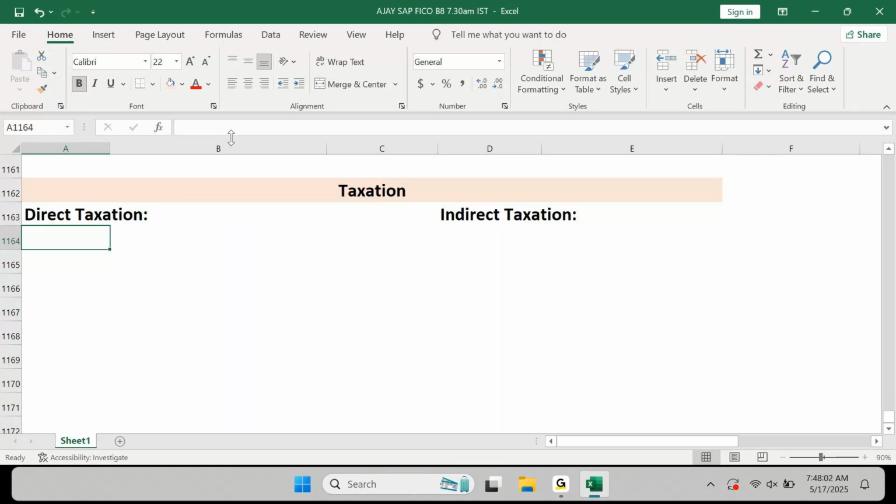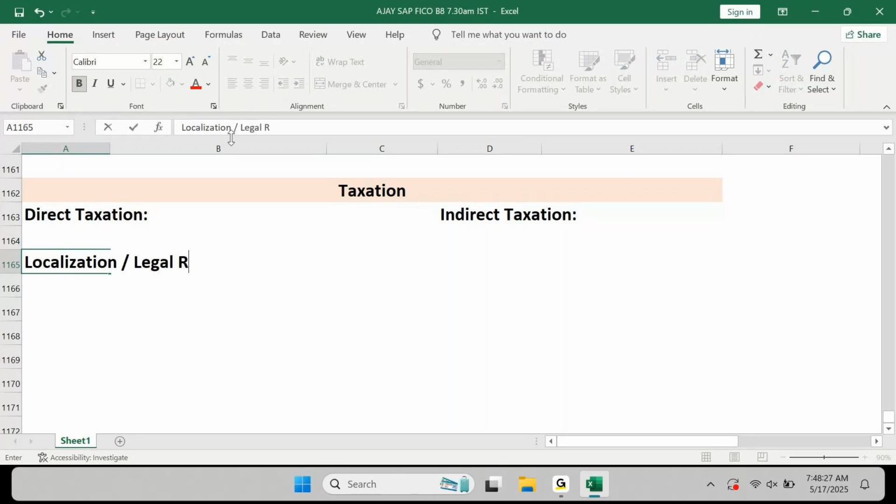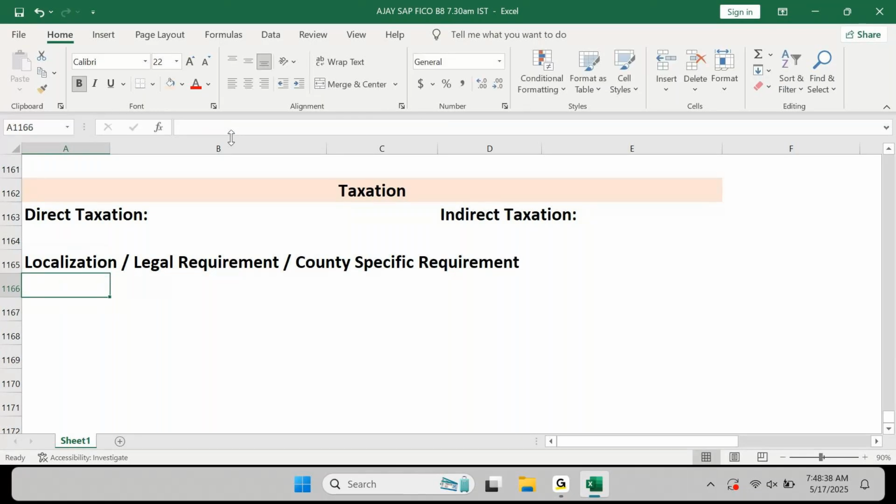Now, this taxation, is it common in every country, or will it change from country to country? Tax treatment will change based on country. Country to country, this taxation will keep on fluctuating. Anything which is country specific is called localization or legal requirement. In your consulting terminology, you call this a country specific requirement.